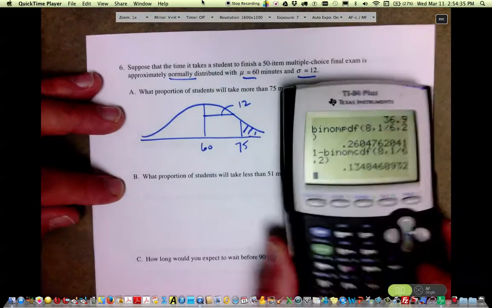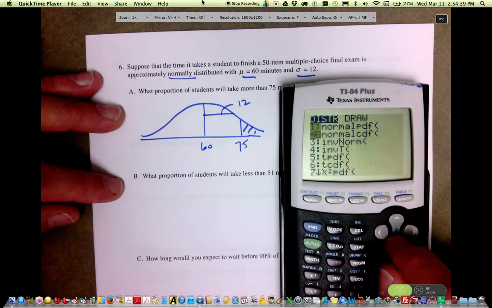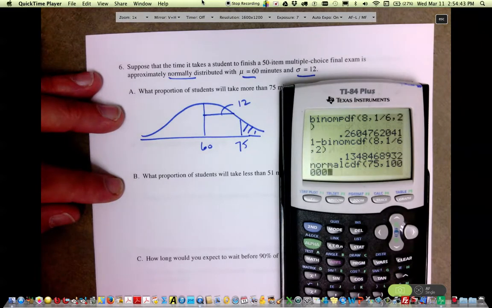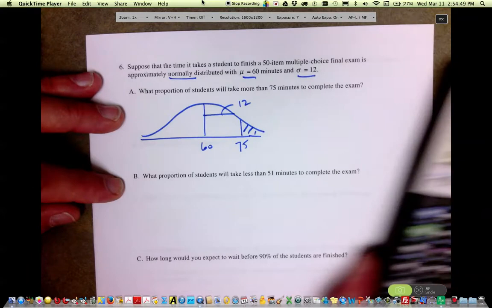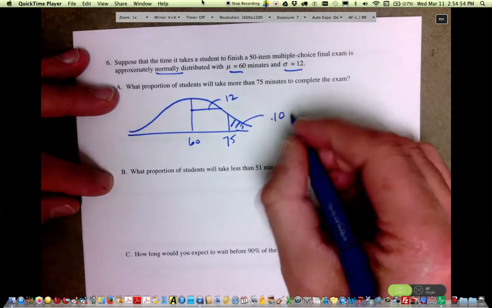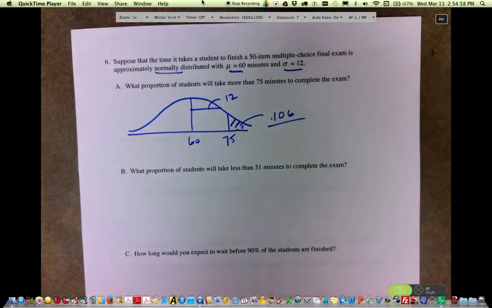All right, this is just a normal CDF problem. So in the second menu, normalCDF, we're going from 75 to something big with a mean of 60 and a standard deviation of 12. Okay, this probability is about 0.106. So about a 10.6% chance of that happening.